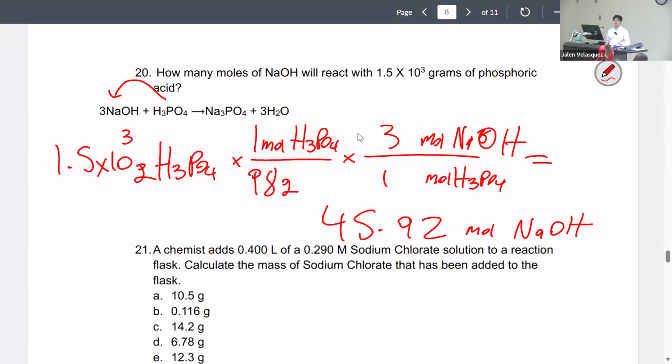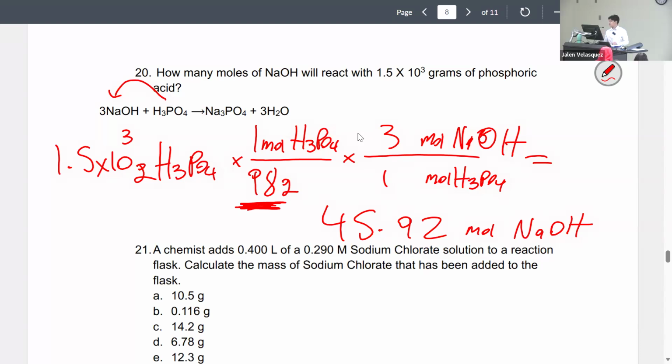All right, we good with that? Yeah. What's that number under the moles, on the second fraction? Or the first fraction, what's that number? The molar mass, 98. How'd you get 98?